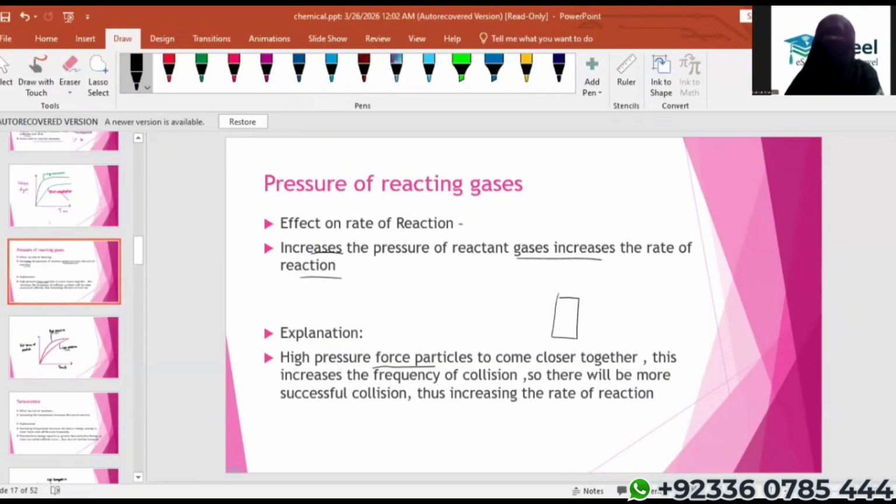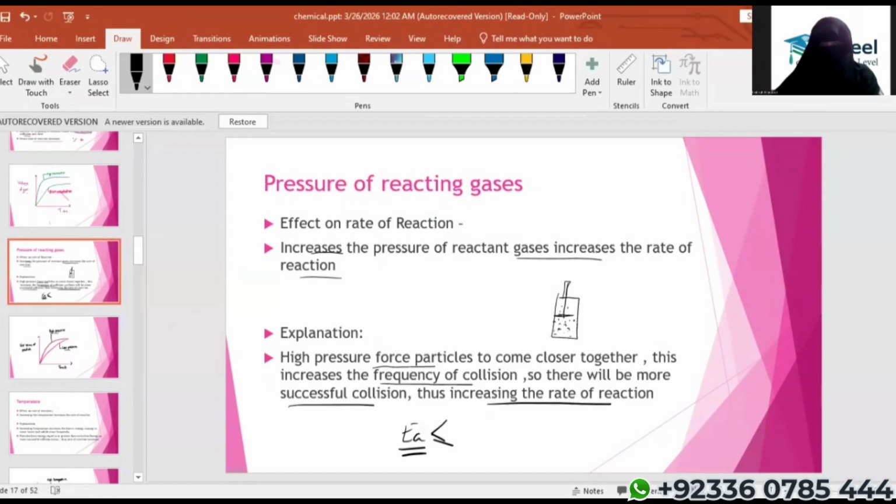Let's say you have a syringe, okay? And the particles are far apart. If you increase the pressure, this will cause the particles to come closer together. And as they are closer together, there will be more frequent collisions. And as there are more frequent collisions, there are higher chances for successful collisions to take place. And these successful collisions will have energy greater than or equal to activation energy. And thus, the rate of reaction will increase.